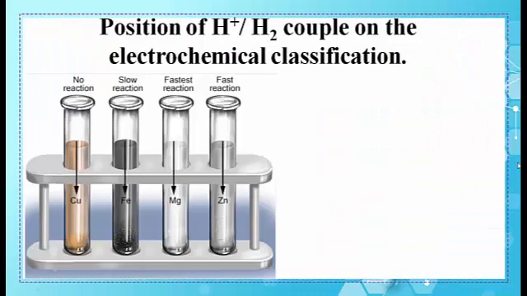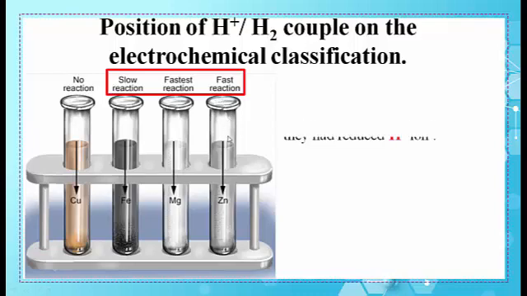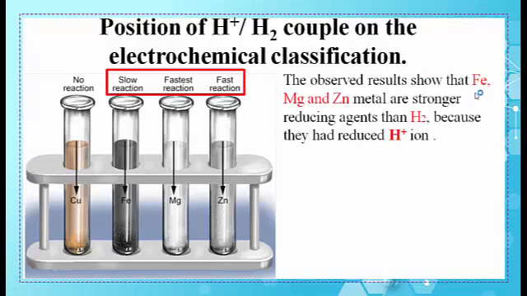Now, to place the couple H+/H2 on an axis of electrochemical classification, we will go back to the results of the experiment that we have seen in the video. Here, a slow reaction took place between iron and the acid, a fast reaction took place between magnesium and the acid, and another fast reaction also took place between zinc and the acid. What does this mean? This means that Fe, Mg and Zn metals are stronger reducing agents than H2 because they reduced the H+ ion, while no reaction took place between copper and the acid.